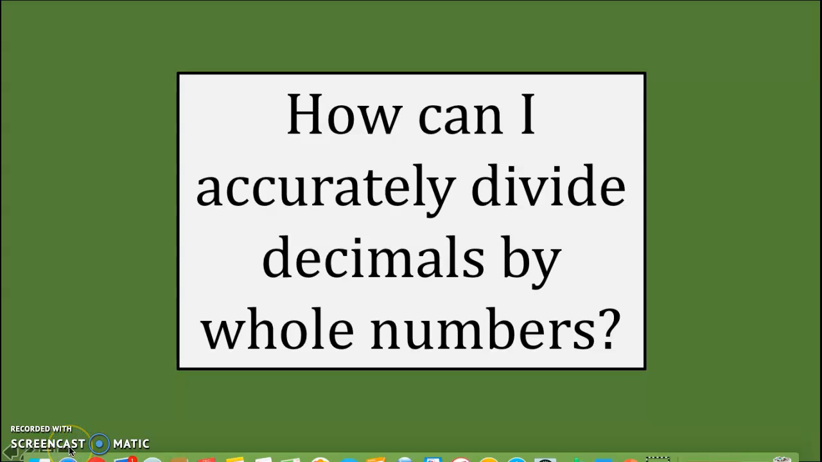Now this is kind of the culminating end skill of learning how to add, subtract, and multiply decimals and putting it basically all into one. So this is the grand finale for decimals and operations with decimals.